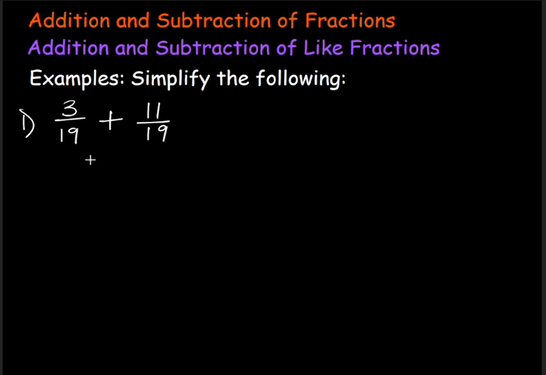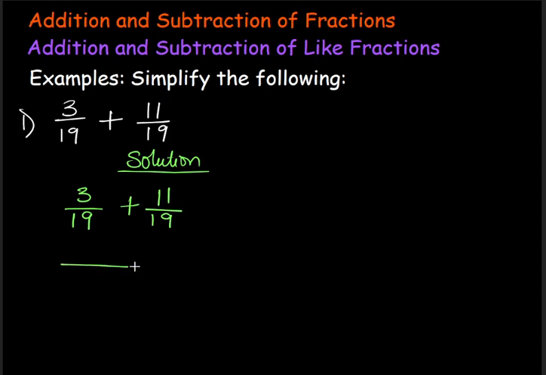Simplify 3 over 19 plus 11 over 19. Now, the idea of addition of fractions generally involves LCM. So what do we have? 3 over 19 plus 11 over 19. We draw our line under it. Please follow the steps carefully.